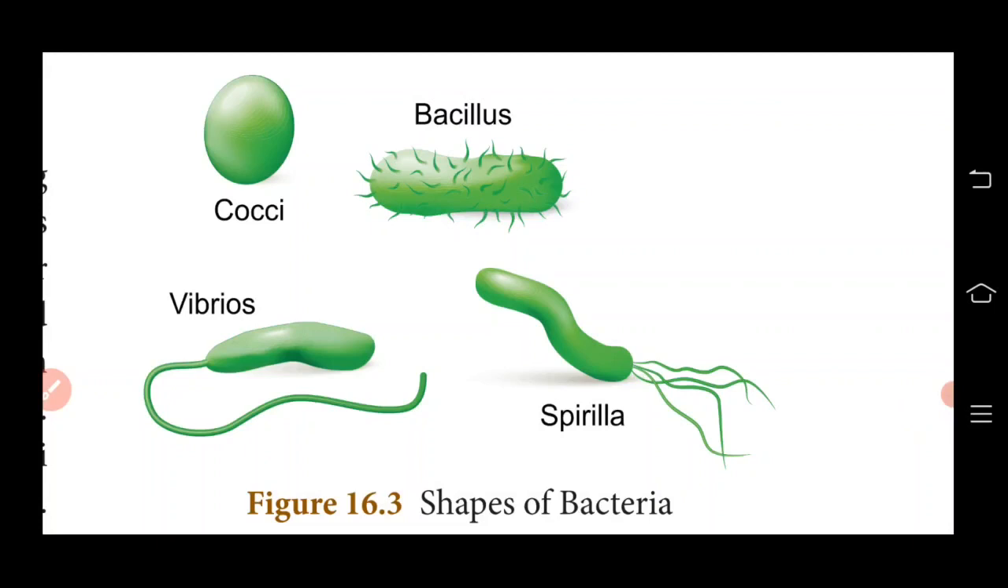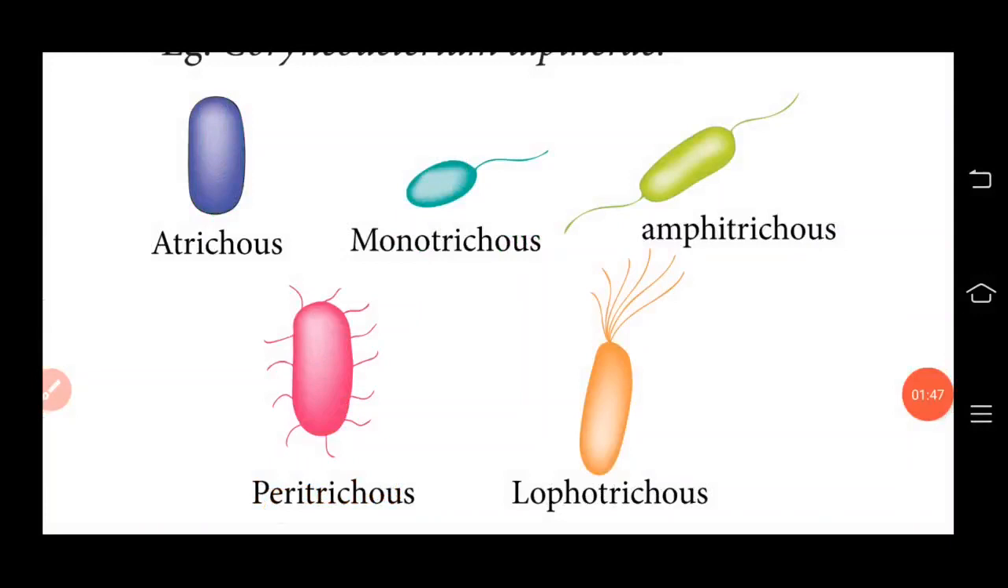And then the next one: bacteria are classified according to the number and arrangement of flagella. Monotrichous is a single flagellum at one end. Example, Vibrio cholerae. And then the second one, lophotrichous, a tuft of flagella at one end. Example, Pseudomonas. And then amphitrichous, a tuft of flagella at both ends. Example, Rhodospirillum rubrum.